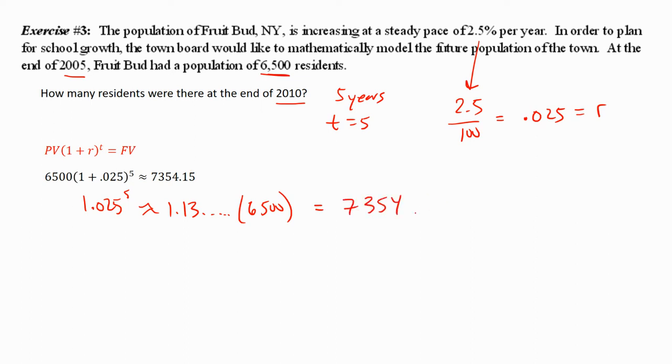7,354. Now, since this is people, we really shouldn't use the decimal here. We don't want to have fractional people. That's kind of weird.